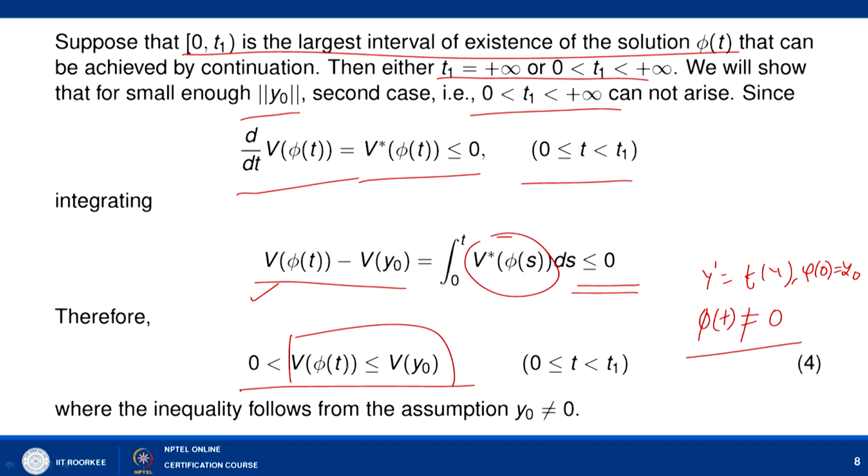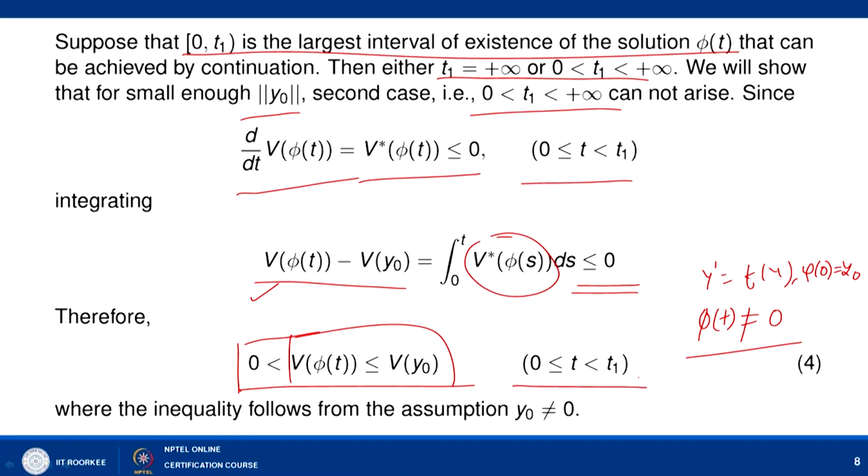So, it means that phi t is not 0. So, V of phi t has to be greater than 0 because V is positive definite. With the condition that V star phi t is non-positive and V is positive definite, we have obtained that 0 is less than V phi t, which is less than or equal to V y naught, for all t less than t1. So, that is the inequality given in equation number 4, and it follows from the assumption that y naught is not equal to 0. So, 0 is not a solution of this, and hence phi t is all the time positive and non-zero.